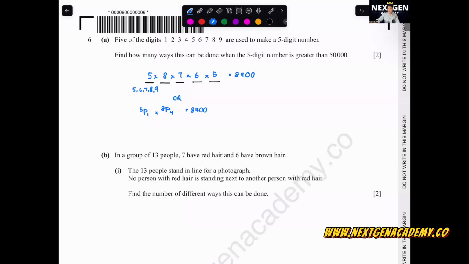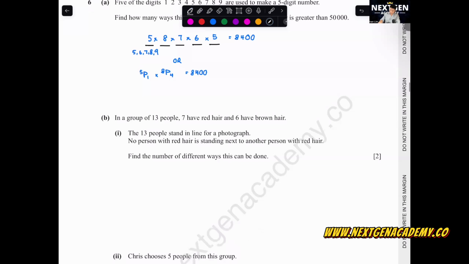Question B. In a group of 13 people, 7 have red hair and 6 have brown hair. The 13 people stand in line for a photograph. No person with red hair is standing next to another person with red hair. So technically it's red, brown, red, brown, red, brown. Find the number of different ways this can be done. You've got 13, so that is everyone already. So how are we arranging them? 1, 2, 3, 4, 5, 6, 7, 8, 9, 10, 11, 12, 13. How many ways can we arrange them?